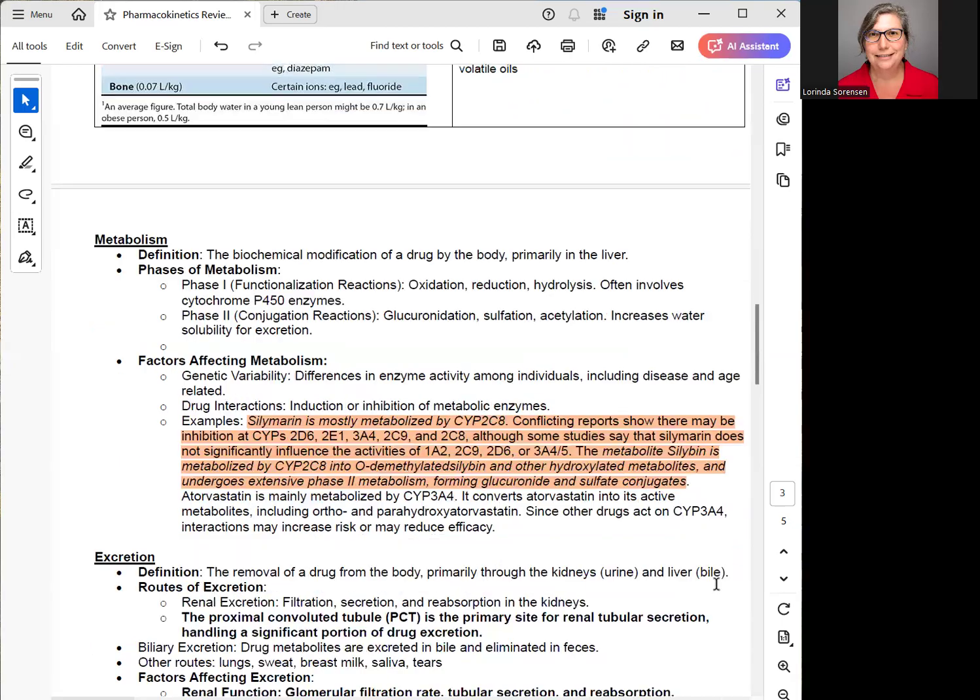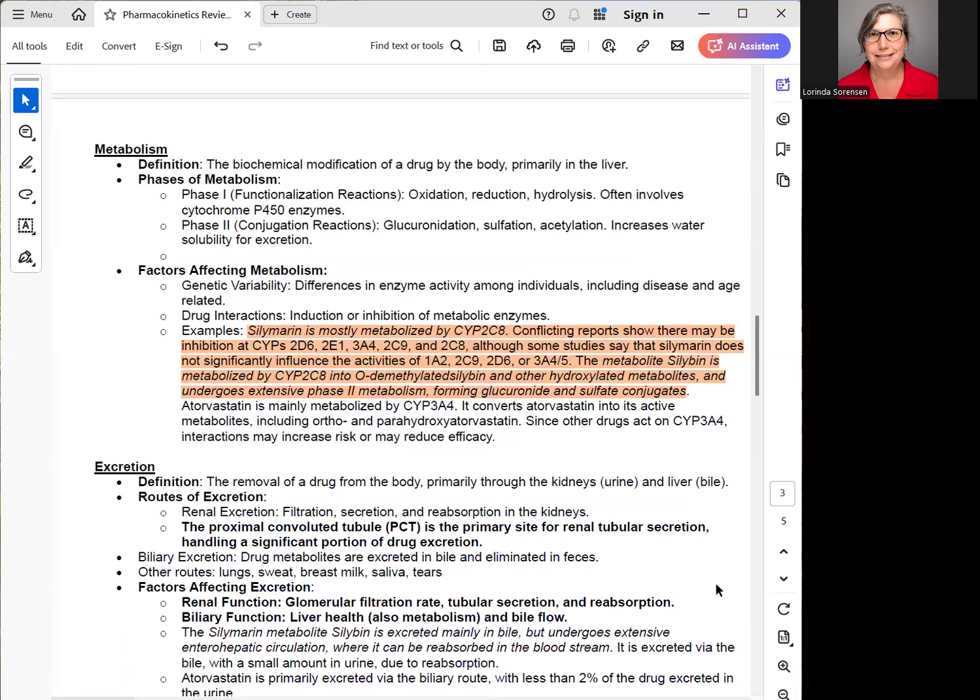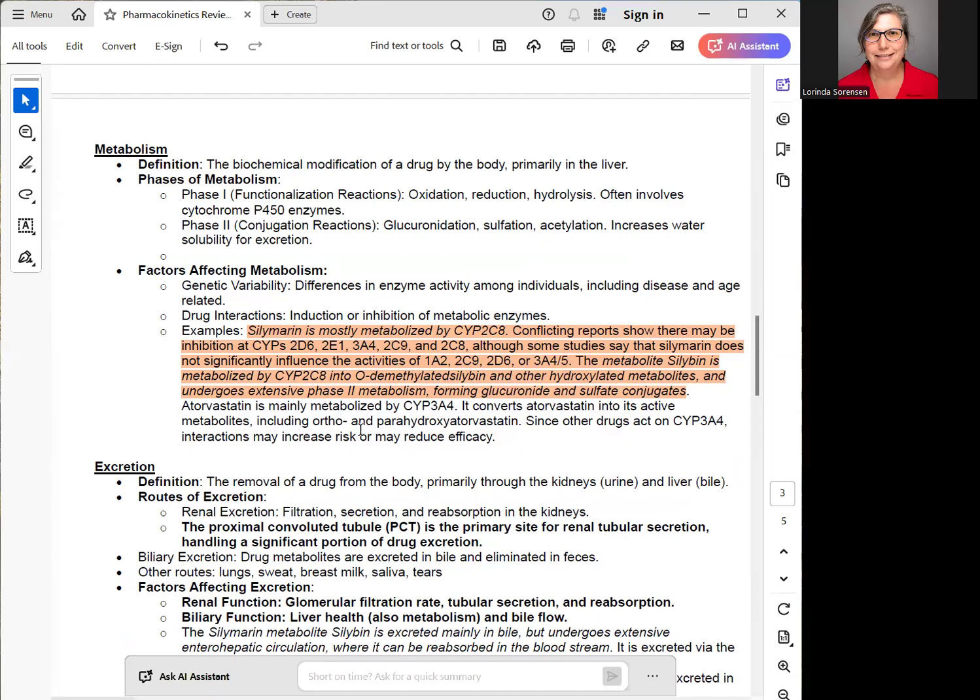So CYP3A4 is one of the ones that has been highlighted in my past. So I was just thinking about this. It was about 20 years ago this year that I started doing some writing for a supplement company, and this drug metabolism and CYPs was one of the things that I focused on in some of my articles.